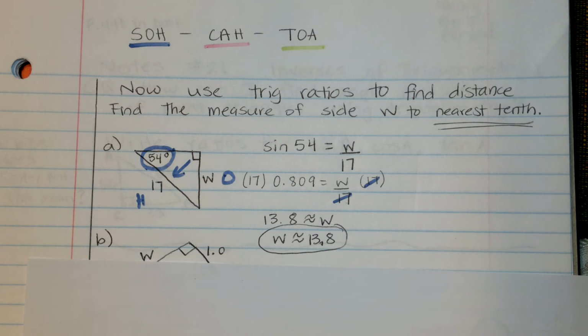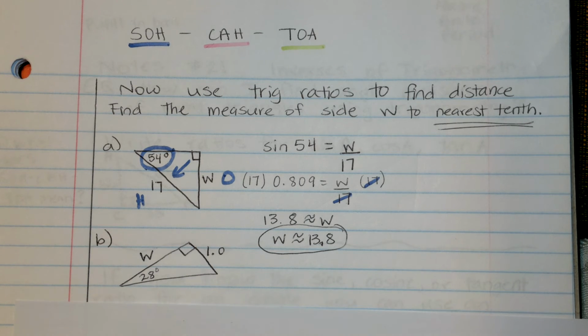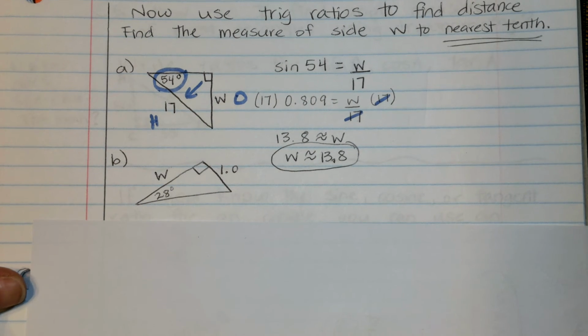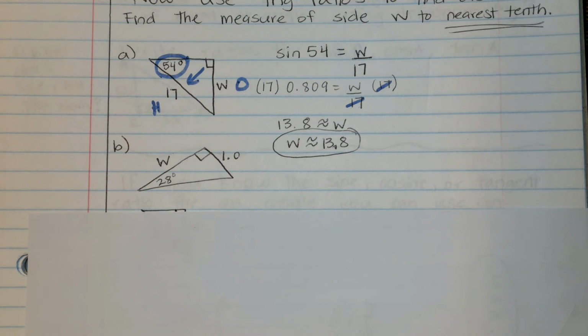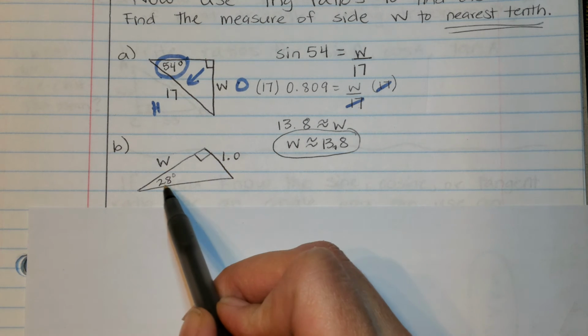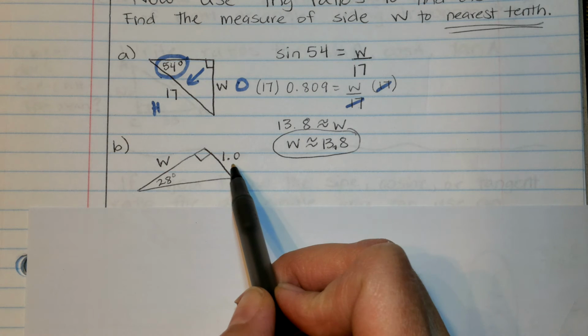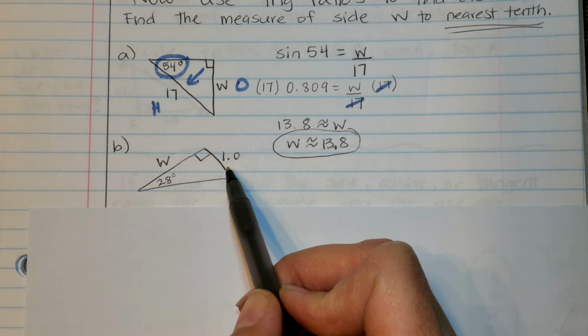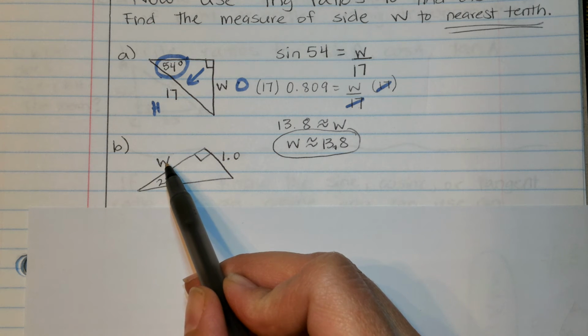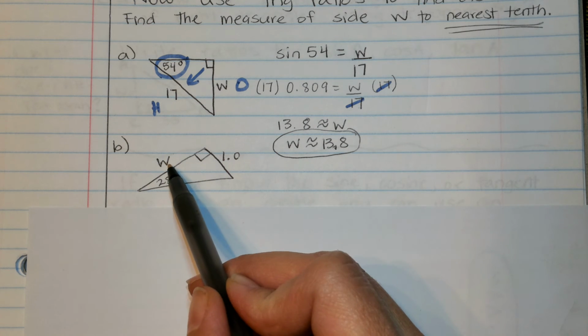Okay. So again, you guys, this is just going to take some practice. So I'm going to move on to the next one. We'll have a few to practice. Okay, so this one, you can tell again, it is a right angle. So it's a right triangle. We can do trig. This angle is 28 degrees. This side is 1.0. You could just write 1, but it's exactly 1.0. And then the other side given right here is W. This is the one we're solving for.